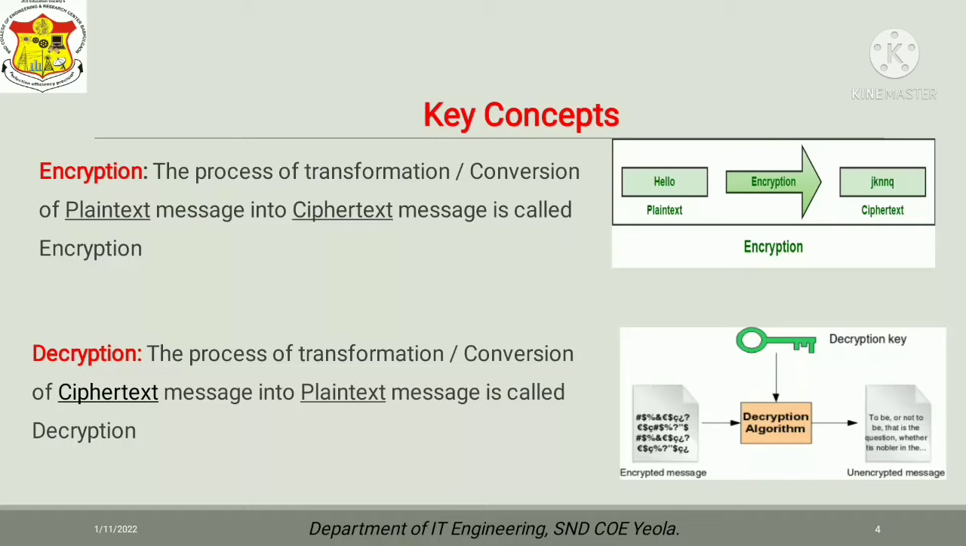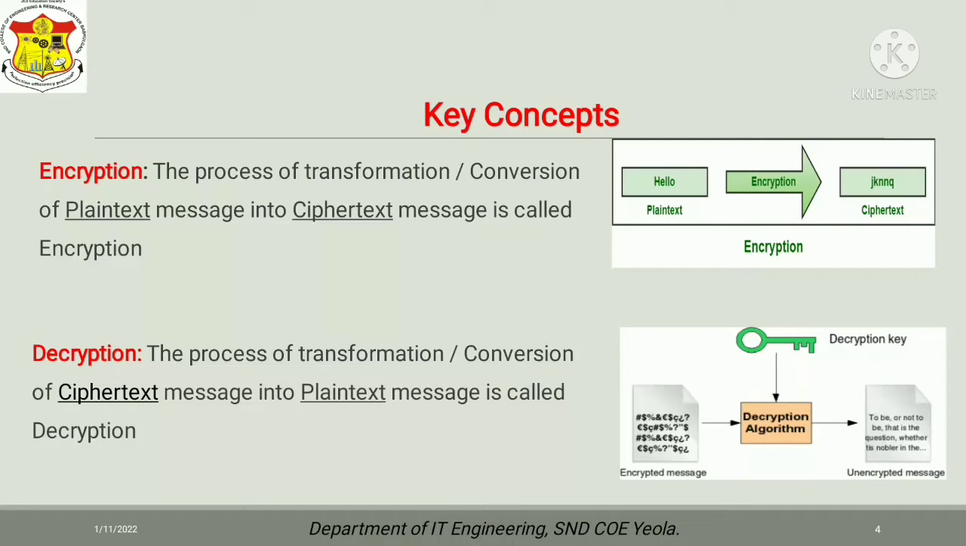In simple words, encryption means conversion of a plain text message, that is a readable message, into a non-readable message. Non-readable message means coded message or ciphertext. In this figure, the given plain text message, that is hello world, will be encrypted by using some key with a suitable scheme. Then the hello message is converted into the ciphertext message, that is a coded message. Here hello world will be converted into ciphertext JKNN, that is a non-readable message.